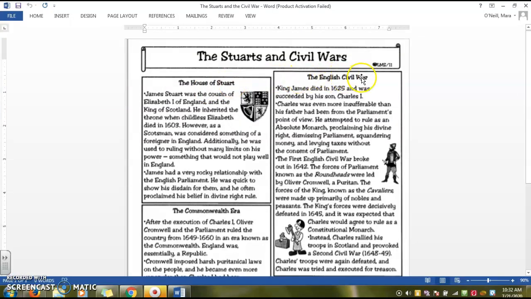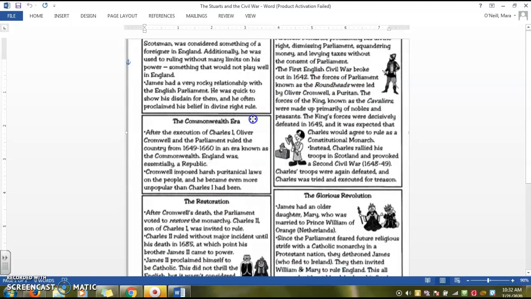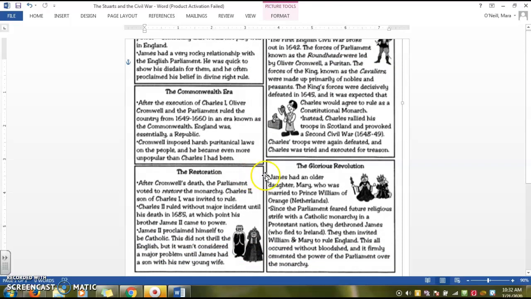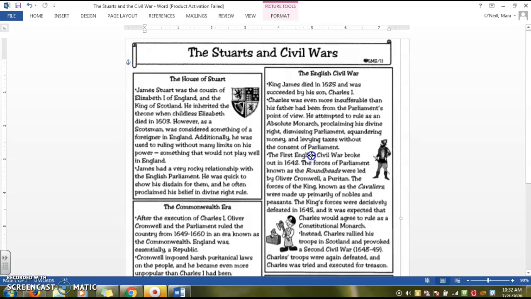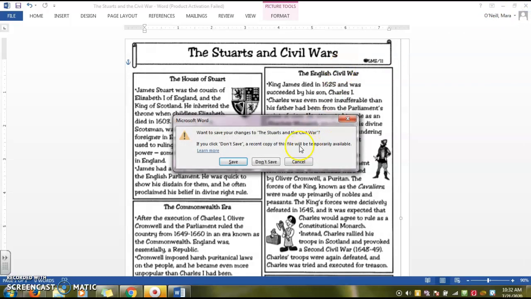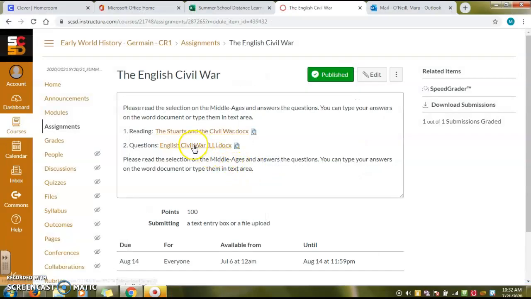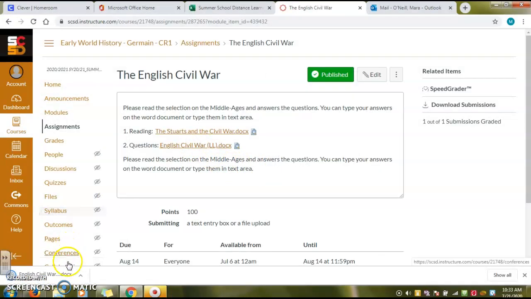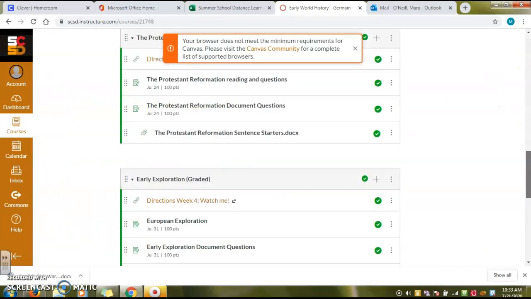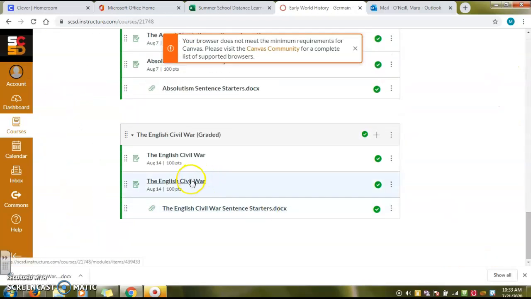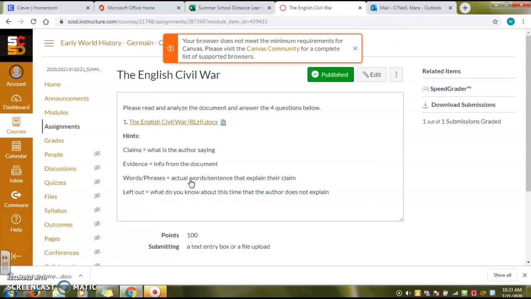You are going to be talking about the House of Stuart, the English Civil War, the Commonwealth era, the Restoration, and the Glorious Revolution. These topics are all going to be used to help respond to questions on a separate sheet for the Word document. Make sure that once you have answered the questions that you save that document to your computer so you can submit it on Canvas.